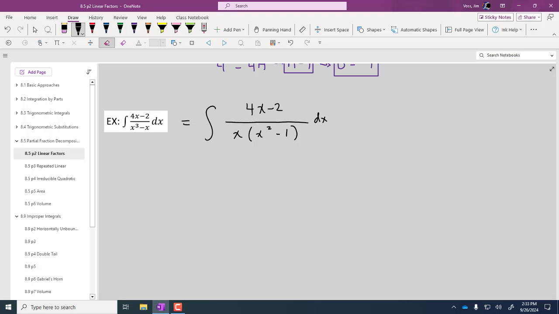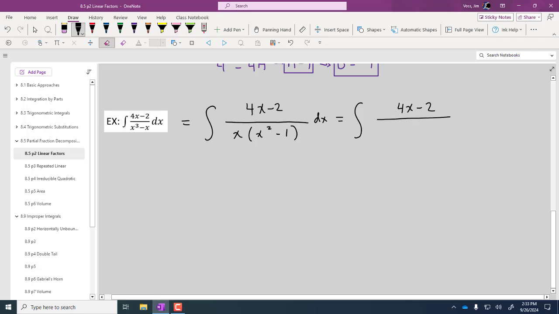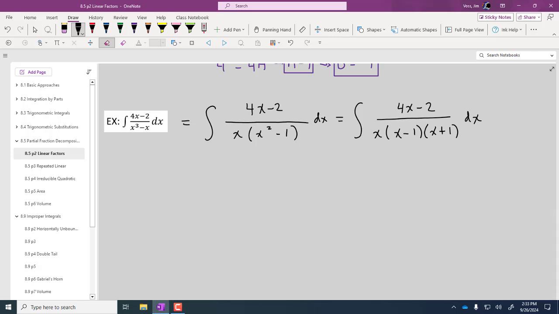Differences of squares are always reducible. If it was a sum of squares, it would not be reducible. Should we factor the numerator as well? Nope, just the denominator. Is that in every situation, when you don't factor the numerator? Yes, for PFD, yes. Because what we're going to do next is create the framework for our PFD.